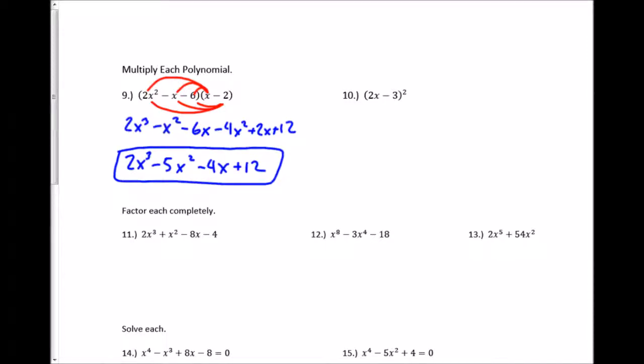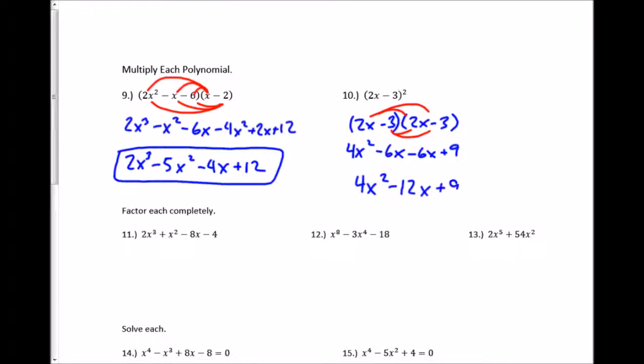For number 10, our temptation is just to square each of these things, but keep in mind a 2x minus 3 squared means a 2x minus 3 times a 2x minus 3, which means I have to use my distributive property. So I distribute the 2x, that's a 4x squared minus 6x. Then I distribute the negative 3 and get a negative 6x plus 9. So then when I combine the like terms, and if I try to do a little bit of a shortcut there, I'm going to end up missing out on my middle term.